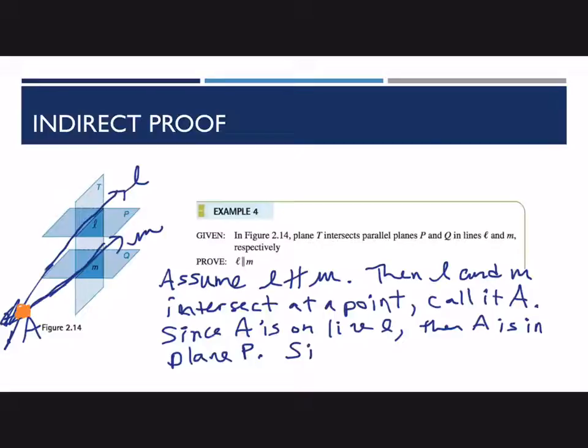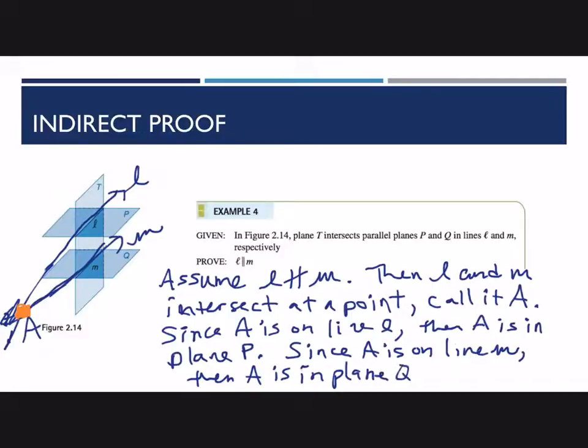Okay? And similarly, since A is on line M, then A is in plane Q. Alright, so there's a point A that is in P and Q, but this contradicts the fact that they are parallel.